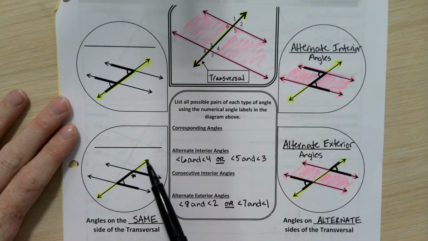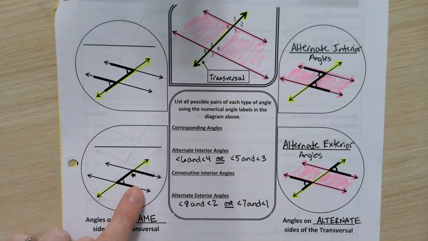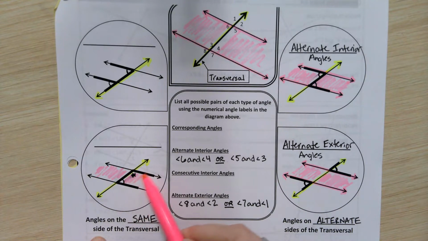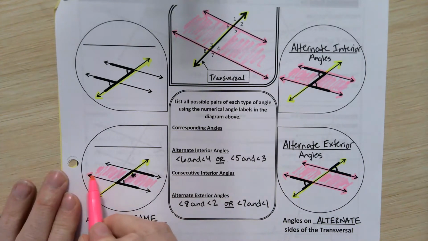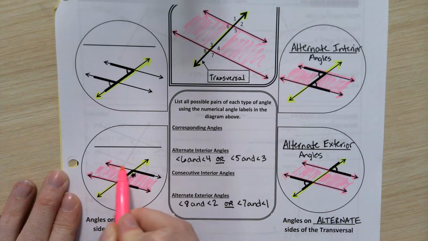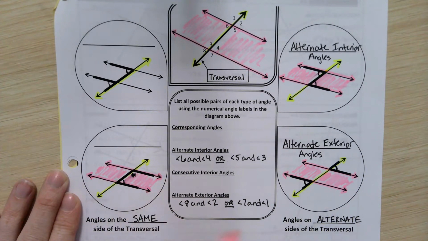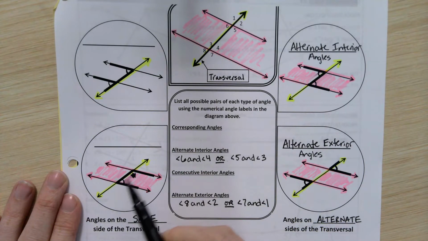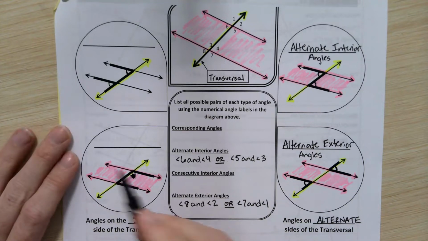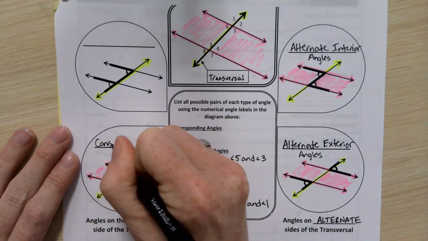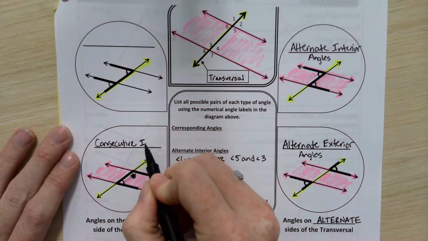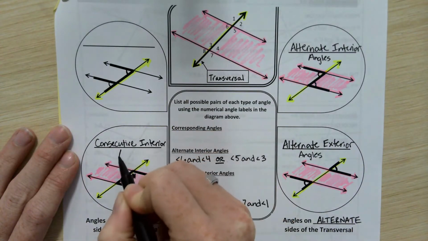same side of the transversal, these are both in the interior of that system, right? If we highlight those lines that are intersected by the transversal, both of those angles are trapped there on the inside in that interior space. But they're not alternate. They're on the same side of that transversal. So these are what we're going to call consecutive. That means that they're right in a row. Interior angles.